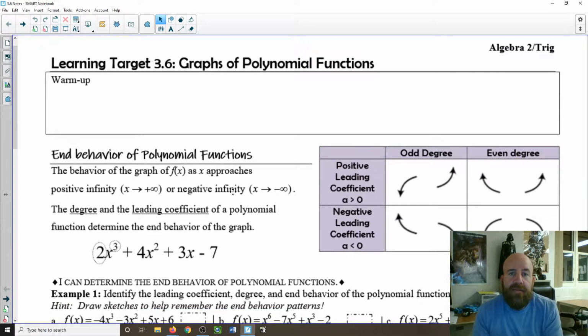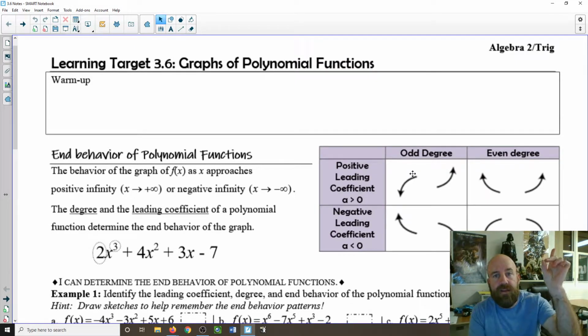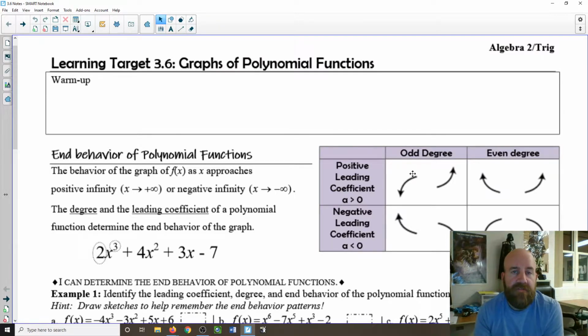So this is based on the degree of the polynomial and the leading coefficient. I have a little chart here for you. The leading coefficient tells you what the right-hand side of the graph does. As we move to the right, is the graph going up to infinity? That's a positive leading coefficient. Or is it going down towards negative infinity? That's a negative leading coefficient. The leading coefficient's sign always determines what the right-hand side is doing.